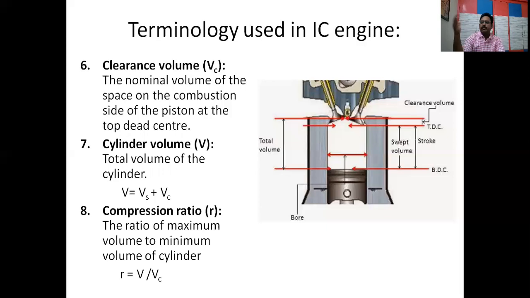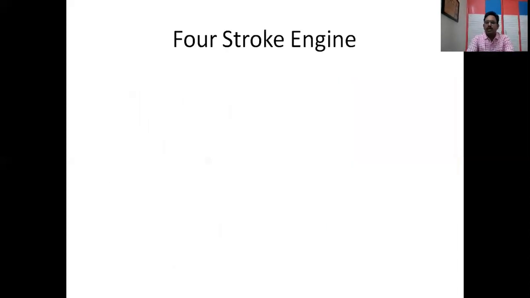The more the compression ratio, the more efficient the engine is. Therefore, a higher compression ratio leads to higher thermal efficiencies, but you will have difficulty in getting higher compression ratios. So these are the various terminologies that we use in IC engines. Now we will quickly go through the working of a 4-stroke engine and also the working of a 2-stroke engine.